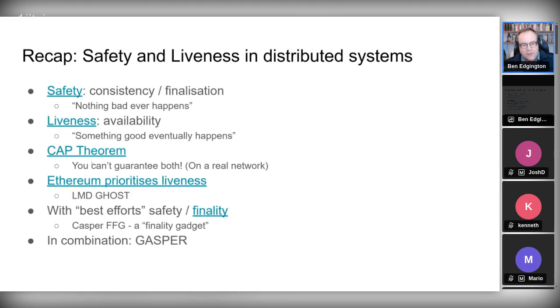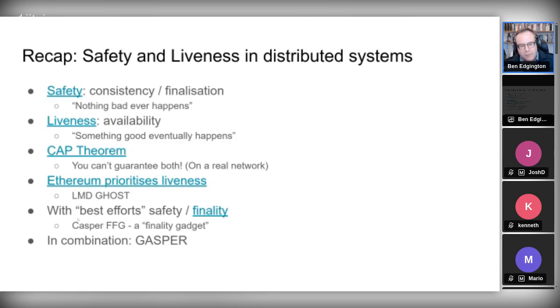And the point is that Ethereum prioritizes liveness. So we have this LMD Ghost protocol, and the idea is that even if there's a big partition of the network or half the nodes go down or something like that, what remains, what you can see locally, will still continue to make progress and add blocks to the chain. And that's a design decision. Not all chains do that. So Cosmos chains, for example, prioritize safety.